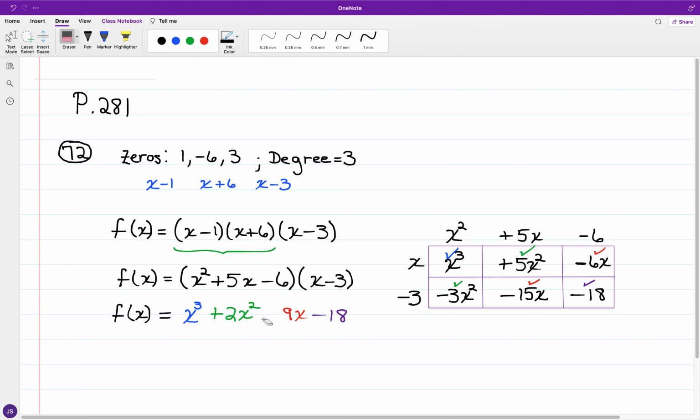Alright, so this is what we have. We got negative 15x minus 6x, so this will be a negative 21x. Okay, my bad. Alright, so double checking here. We got x cubed plus 2x squared, now we got negative 21x, and we have minus 18.